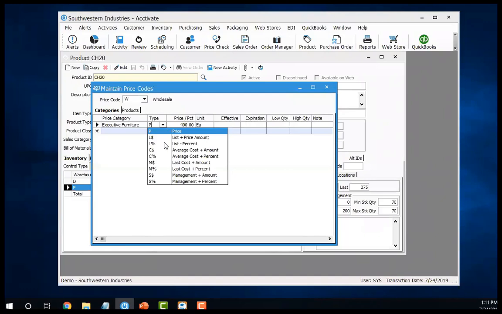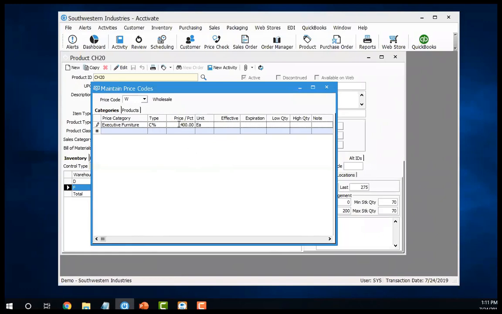So let's use average cost plus percent. And let's say we're going to take the average cost and we're going to add 10%. Notice this field says price percent, so this value could either be a price if it's based on a dollar amount, or it could be the percentage here.